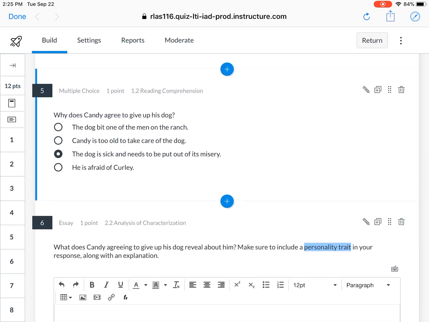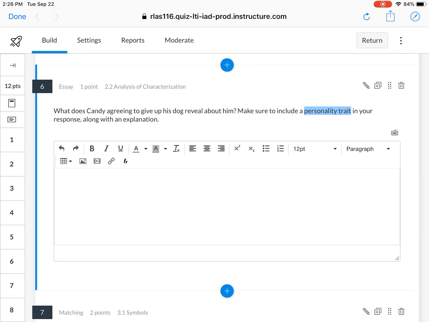Question 5. Why does Candy agree to give up his dog? The dog is sick and needs to be put out of his misery. Okay, so finally Candy decides, yeah, you guys are probably right. He's sick and he needs to be put out of his misery. All right, and plus he kind of just gave up, right? He was convinced that there's nothing he can do for this dog.